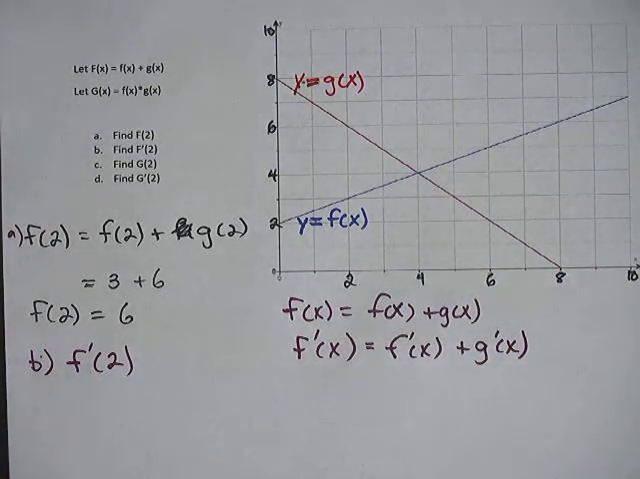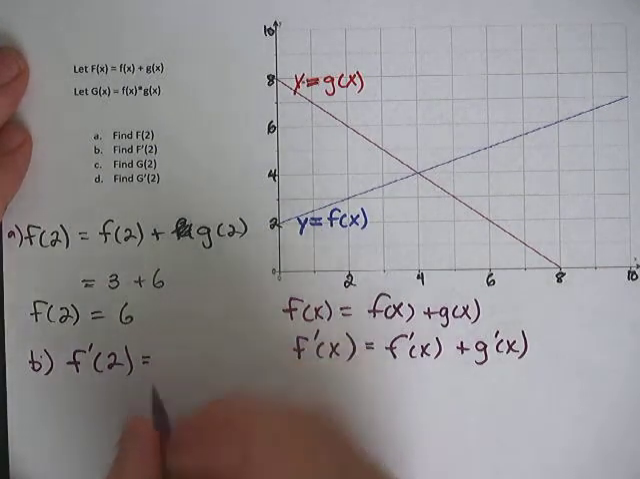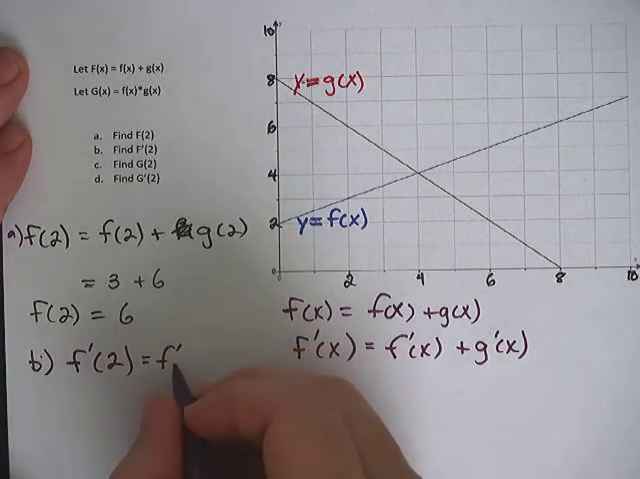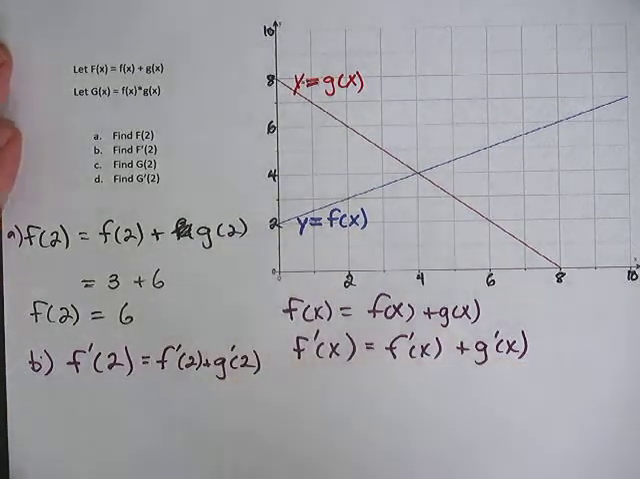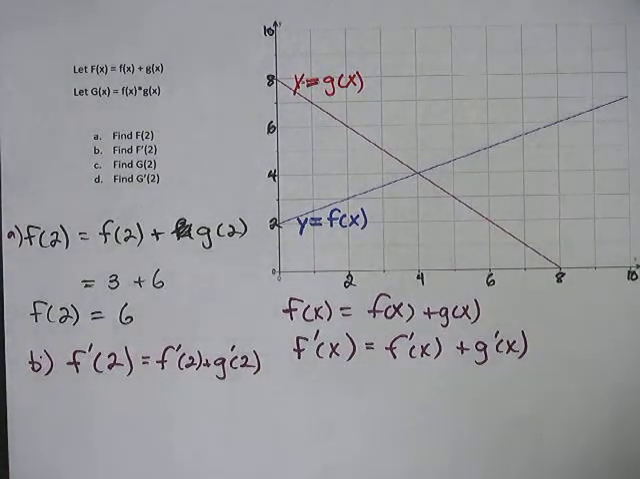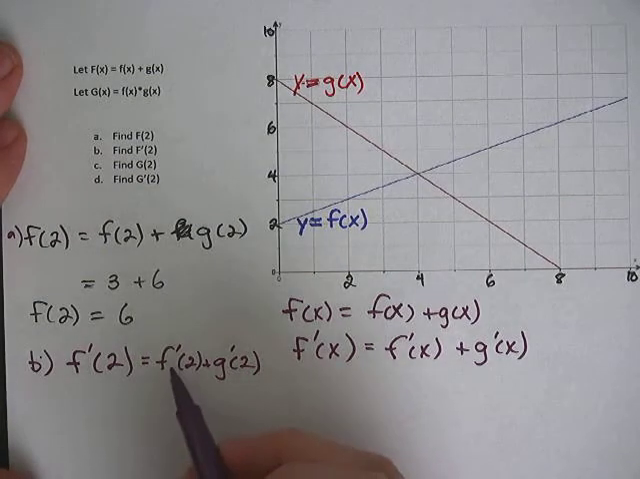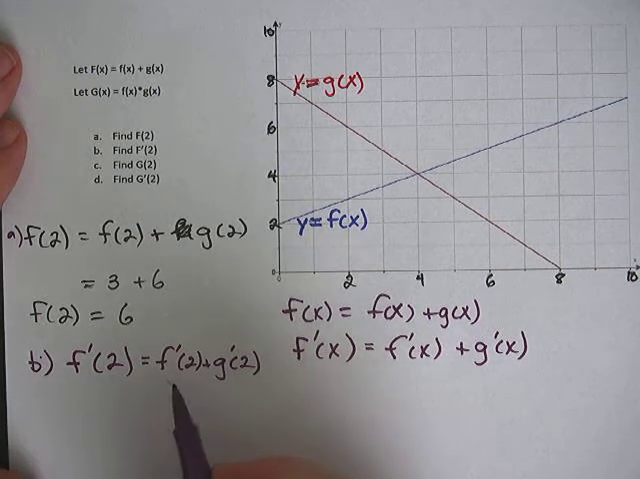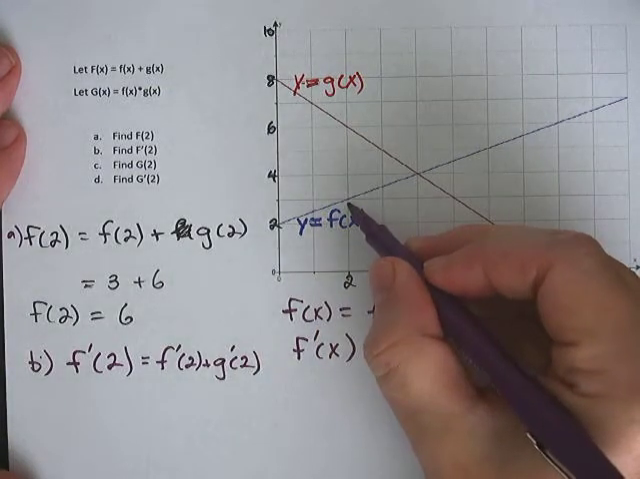Okay, so we can do that term by term, which means if we're finding capital F prime of 2, then that's going to be little f prime of 2 plus little g prime of 2. So graphically, what does that mean? These lines are pretty easy to derive, but if we only have the graph to look at, what does it mean to be f prime of 2? Well, the derivative is a slope function. So what this is asking is what is the slope of the function f at 2? Okay, so we go to 2, and we look at the slope right there.